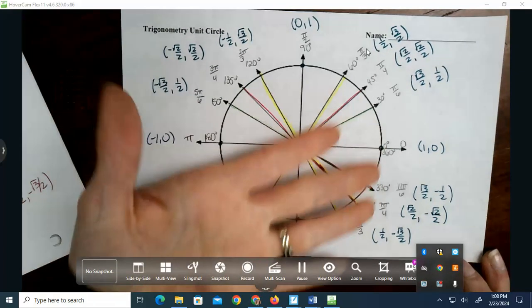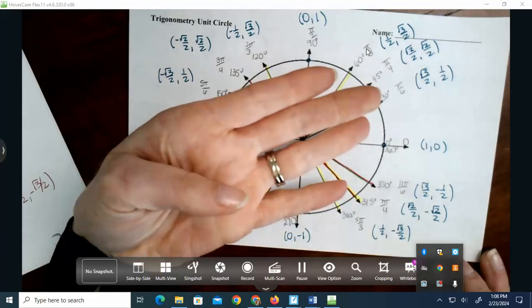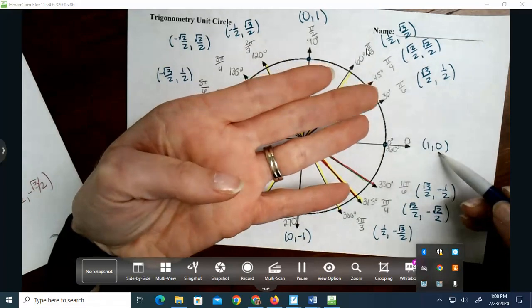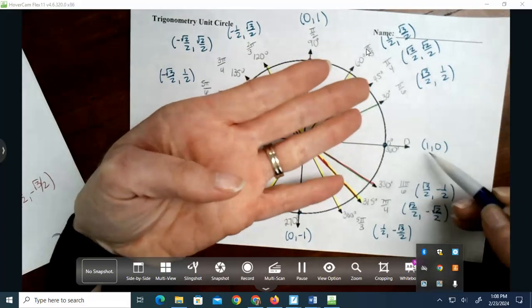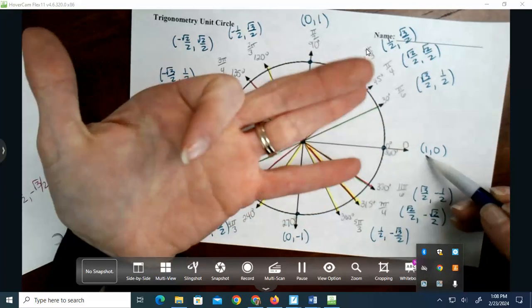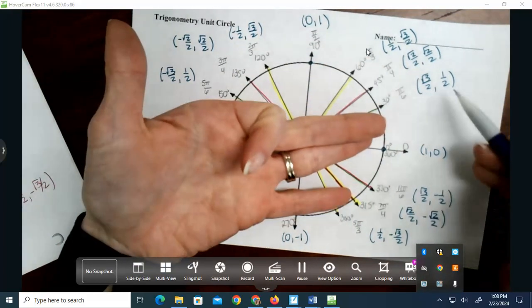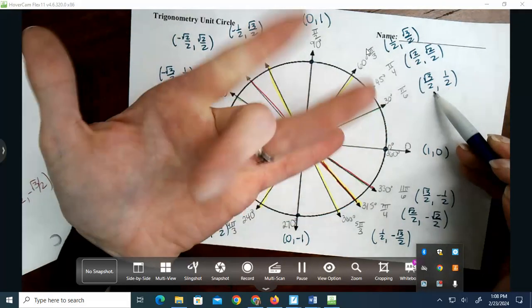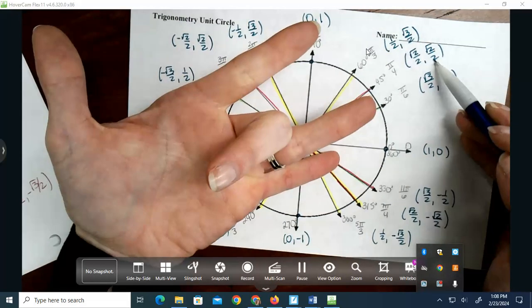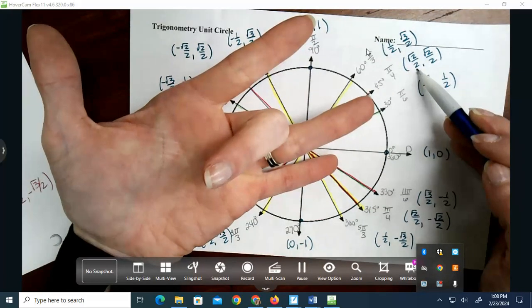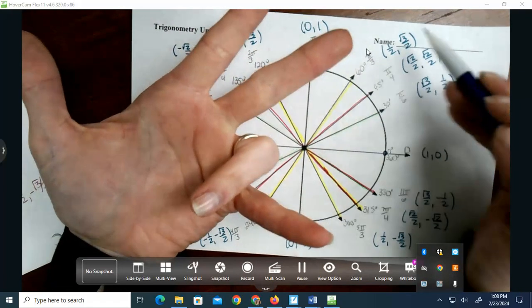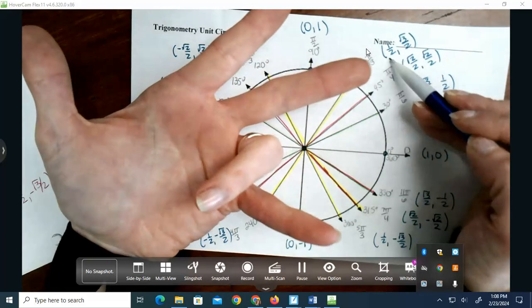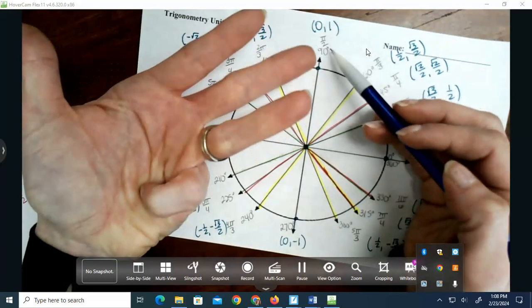Let's go back to our hand trick. At 0 degrees, what is the sine of 0? 0. What is the cosine of 0? At 30 degrees, what is the sine of 30 degrees? 1/2. What is the cosine of 30 degrees? Radical 3 over 2. At 45, what is the sine of 45 degrees? And the cosine? Radical 2 over 2. At 60, sine is? Radical 3 over 2, sorry. And cosine? 1/2. At 90, sine is?